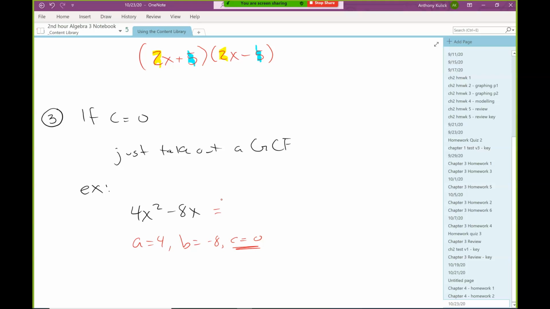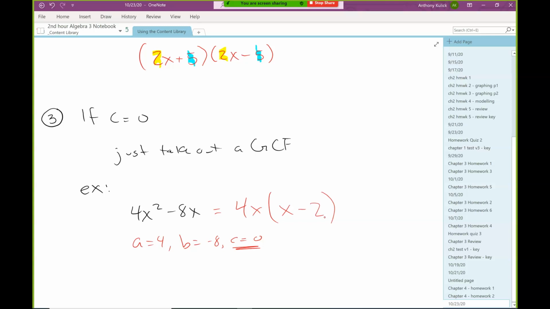Let's start with the constants part. What divides both 4 and 8? 4. Okay. What divides both x squared and x? X. So 4x is my greatest common factor. When I divide 4x squared by 4x, I'm left with just x. 4 divided by 4 is 1. X squared divided by x is just x. And then if I do negative 8x divided by 4x, I get negative 2, right? Negative 8 divided by 4 is negative 2. X divided by x is 1. And that's it. We're done.